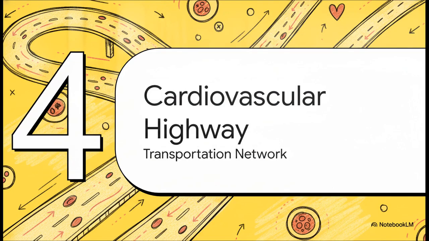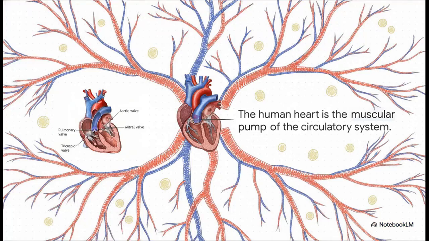Section 4. The cardiovascular highway. Okay, let's zoom out now. Front and center in your body is the human heart. This highly specialized muscular organ is a relentless engine. It continuously pumps blood through a massive, sprawling network of blood vessels. It is the absolute center of your circulatory system.